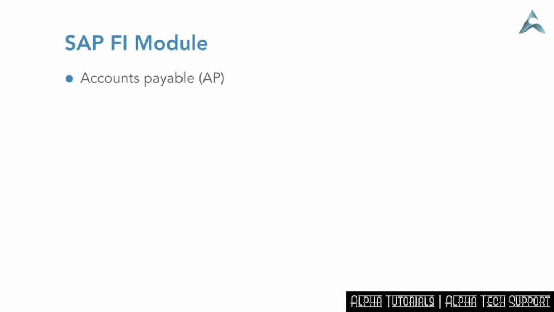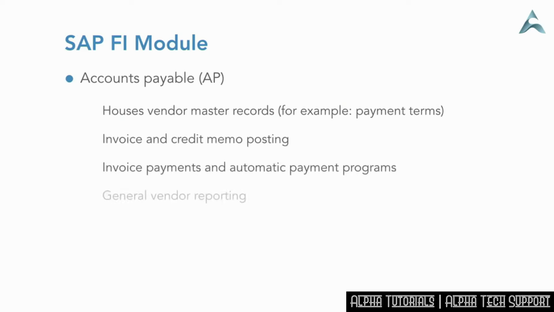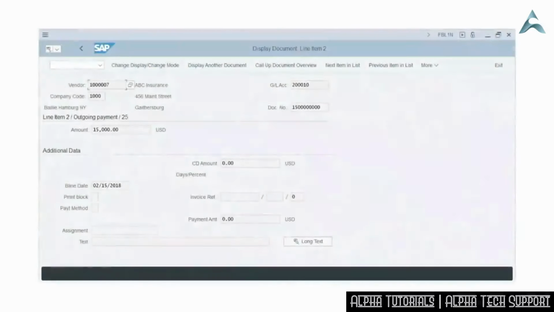Bank Management. Accounts Payable, or AP, is the submodule that houses vendor-related data and payment terms. Capabilities of accounts payable include invoice and credit memo posting, invoice payments, and automatic payments program. It's also where vendor reporting happens. Let's take a look at an example. This screenshot shows our test system displaying a payment to a vendor named ABC Insurance for $15,000. It also shows the GL account we're working in.